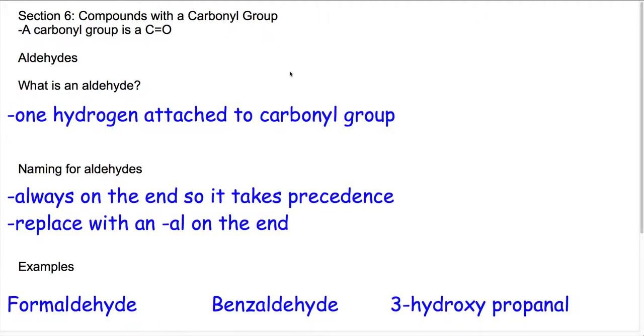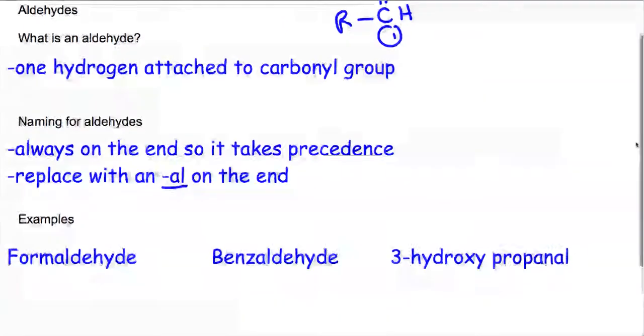So looking at an aldehyde, looking at the C double bond O, some other carbon chain, and then an H on the end. When you name an aldehyde, they're always on the end, so it takes precedence. It'll always be the first carbon. All you do is replace the -e with -al on whatever would originally have been on the end.